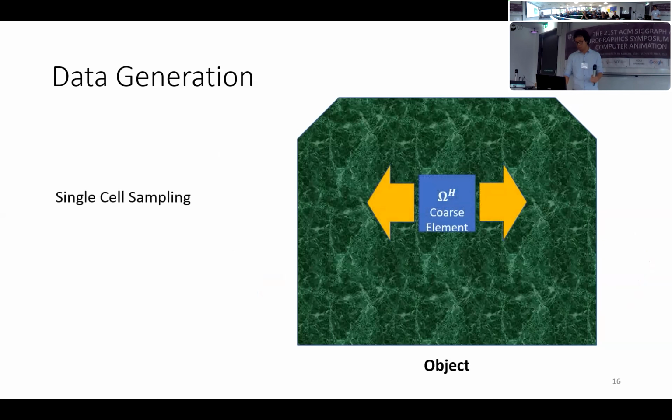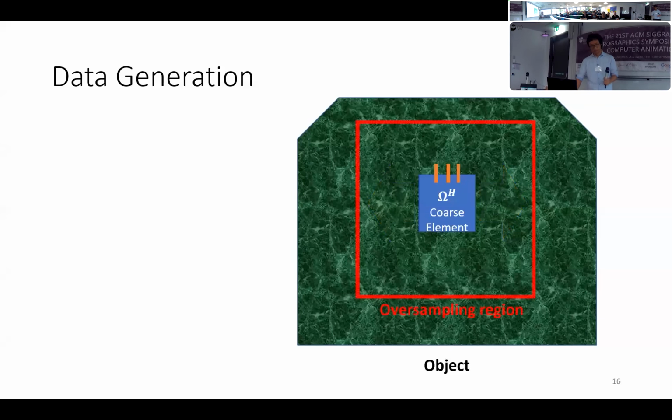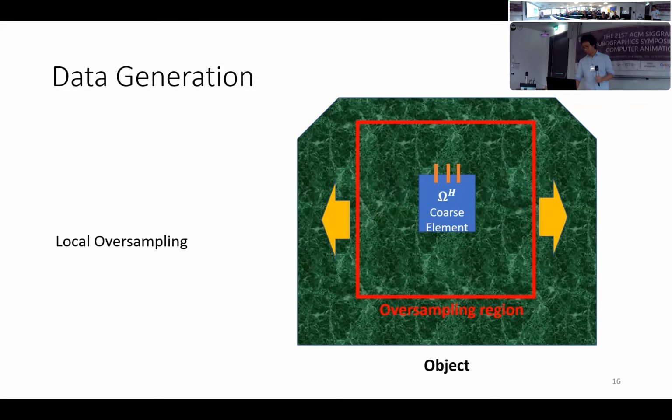An alternative is to place traction on the local level. You just place a traction on the coarse element, but there is also some problem with directly placing the traction on the local elements, because perhaps there is some connection between the other regions of the object and the coarse element. So here we propose to put the traction on the oversampling region, which is one ring of the coarse element. And this is a good trade-off between speed and accuracy.